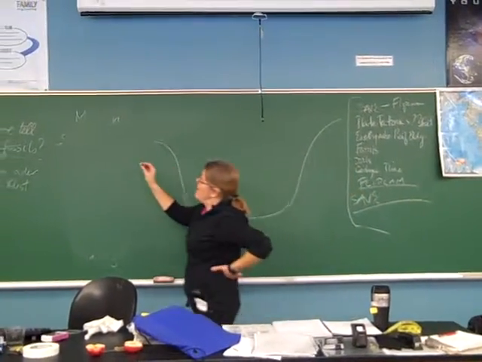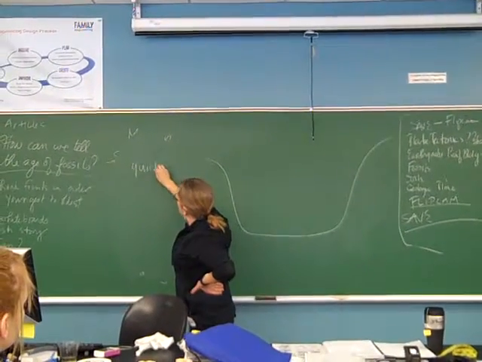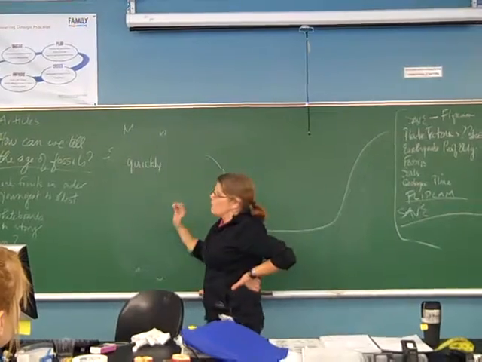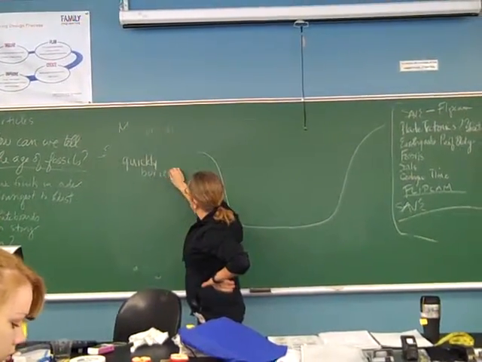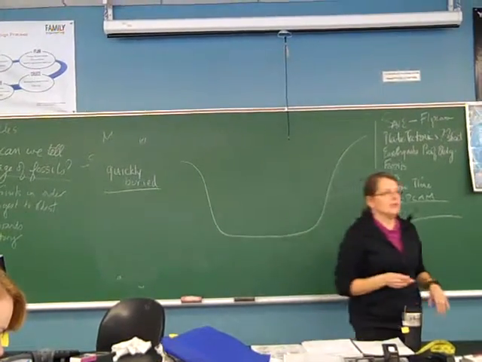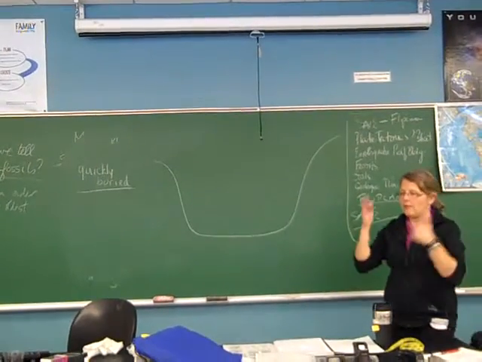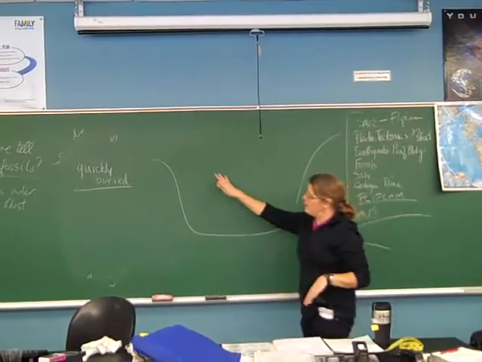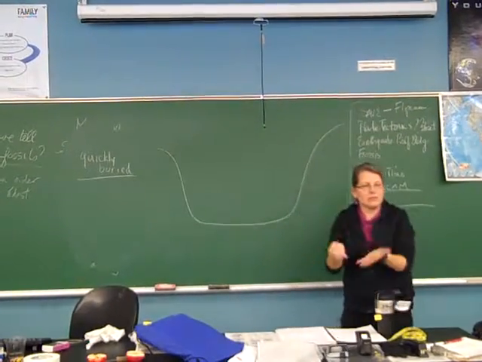So in order to have fossils, we have to have animals or plants that are quickly buried in sediments. They need to be quickly buried in sediments. So something dies, and all of a sudden it's at the point where a river empties into an ocean, and those sediments just bury it.